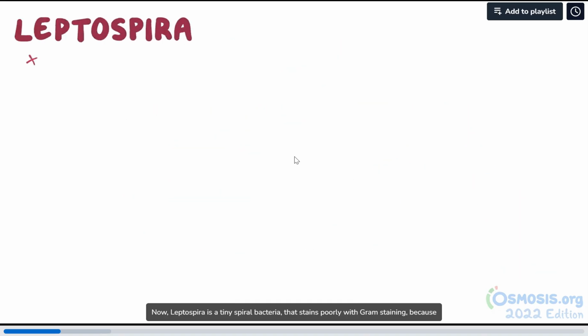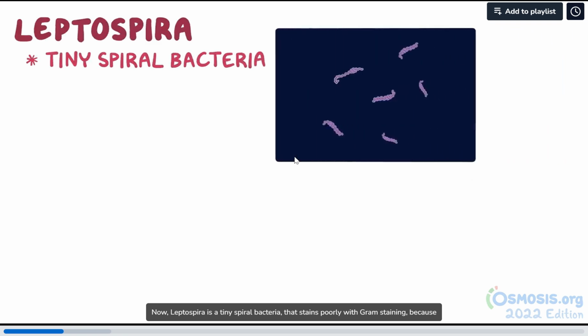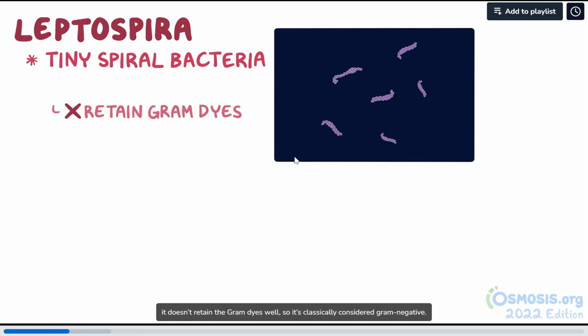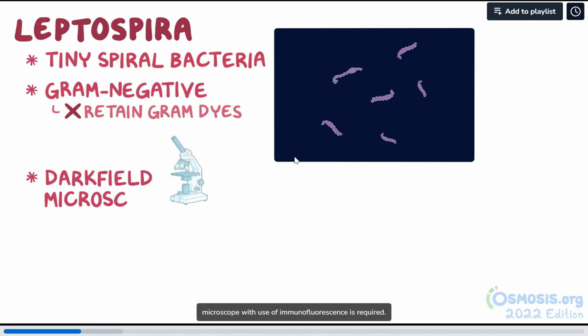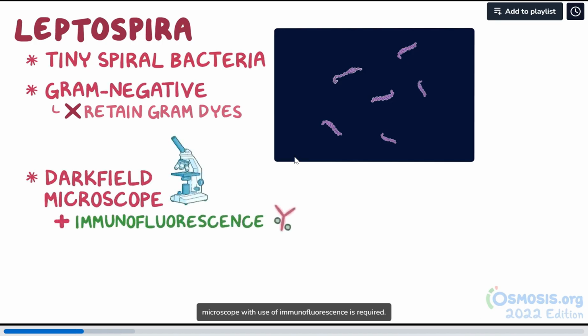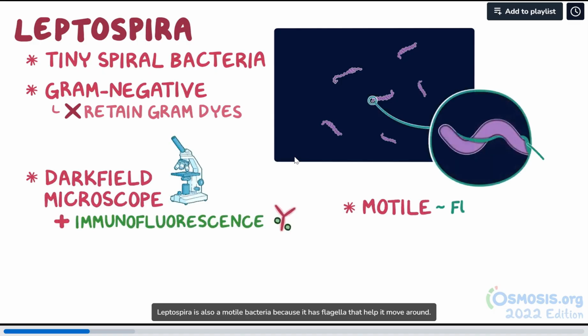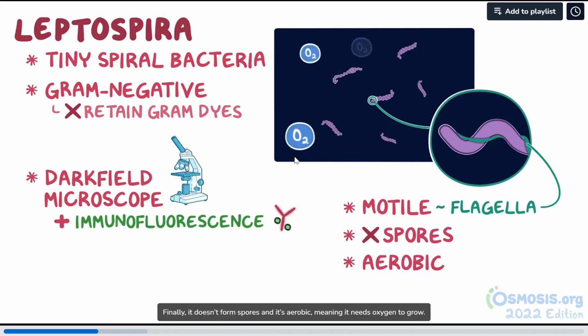Now, Leptospira is a tiny spiral bacteria that stains poorly with gram staining because it doesn't retain the gram dyes well, so it's classically considered gram negative. It's also too tiny to be seen with a light microscope, so you need a dark field microscope with the use of immunofluorescence. Leptospira is also a motile bacteria because it has a flagella that helps it move around. Finally, it doesn't form spores and it's aerobic, meaning it needs oxygen to grow.